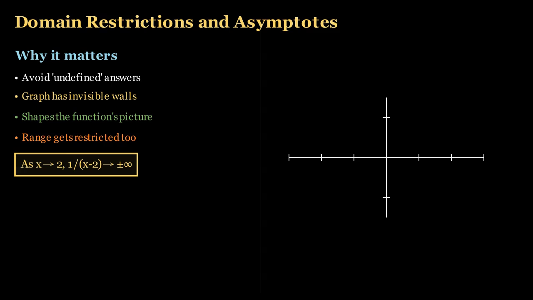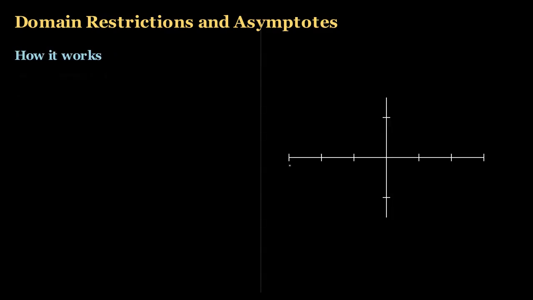Let's derive the domain for a rational function like 1 over x minus 2. The rule is simple, a fraction is only defined when its bottom, the denominator, is not 0. So we set the denominator x minus 2 not equal to 0, which means x cannot be 2. Every other real number is fine.